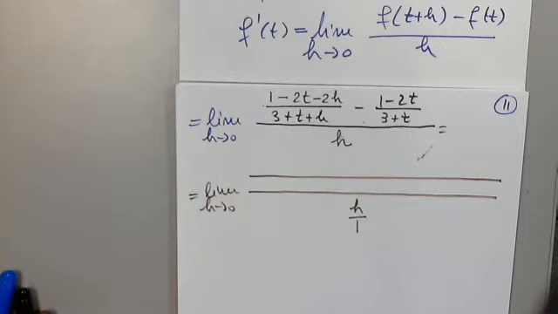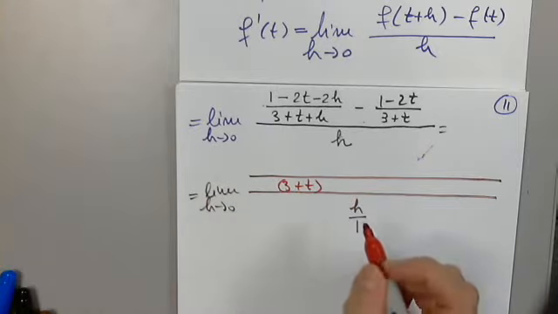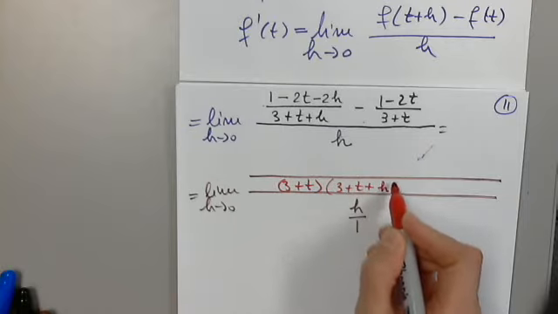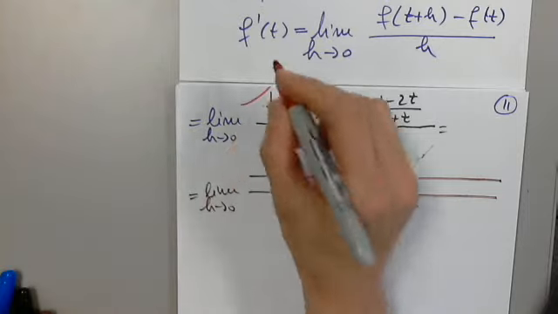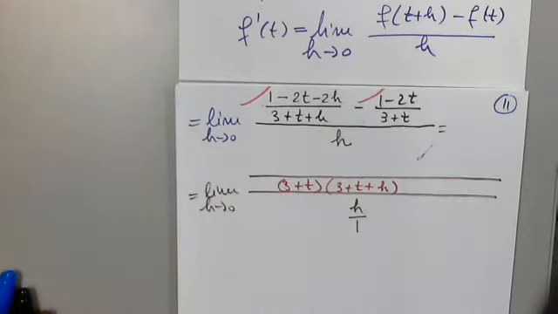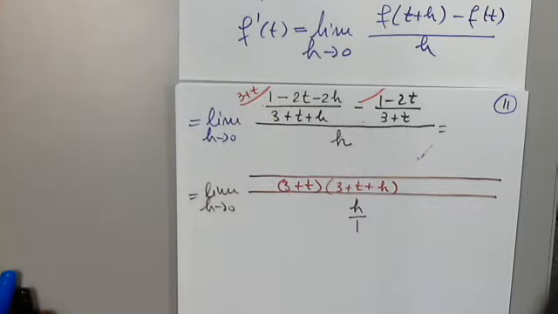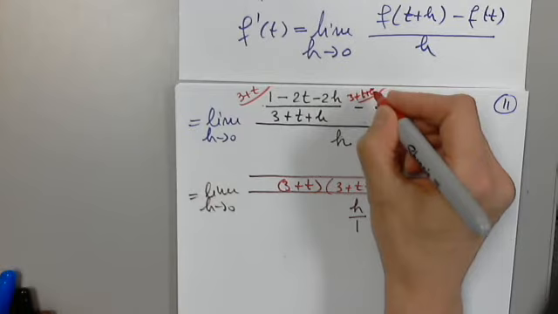Can anyone give us the least common denominator? Parentheses 3 plus t, parentheses another factor, 3 plus t plus h. Perfect. Can anyone give us the adjustment for the top of the first one? Cross multiply: 3 plus t on one side, 3 plus t plus h. Good.